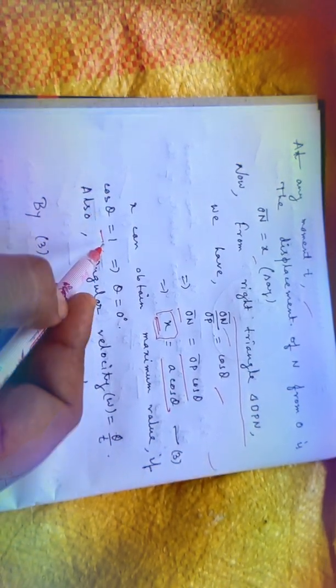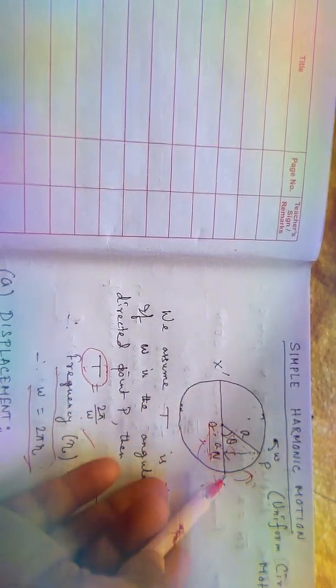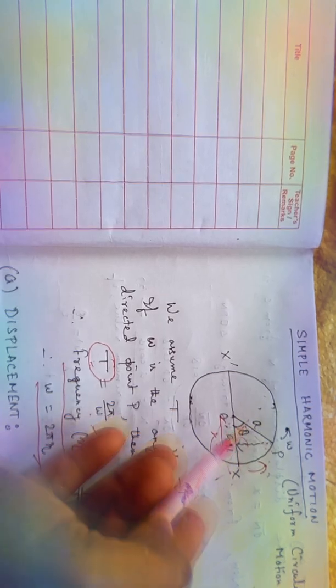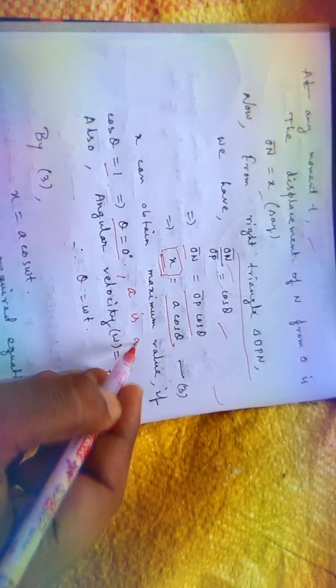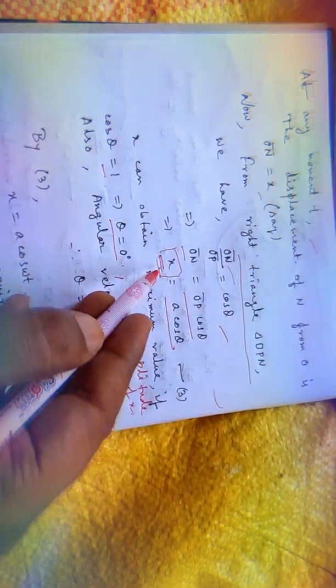Now x takes its maximum value where cos theta is equal to 1. Cos theta takes value 1 if theta is equal to 0 degrees. Since the point starts from the point X, it takes the maximum distance A, the radius of the circle, when theta becomes 0 degrees. So it will take the maximum displacement. Here A is actually called the amplitude of x, the displacement of the particle.